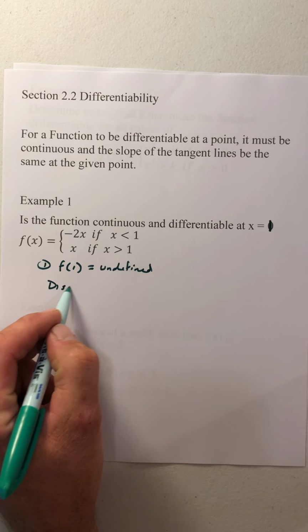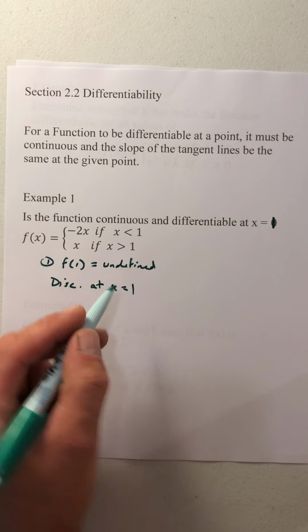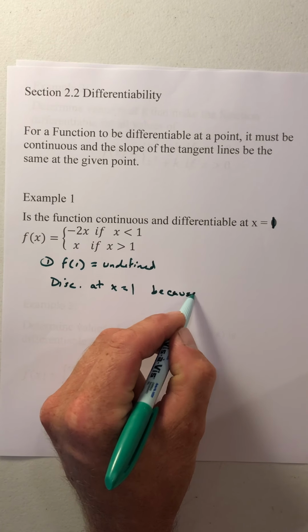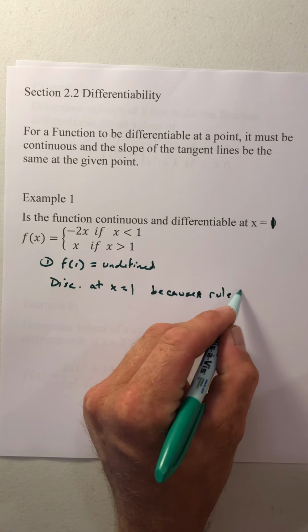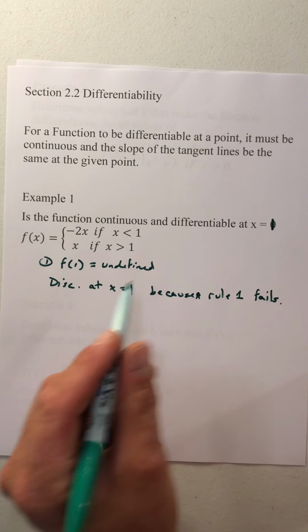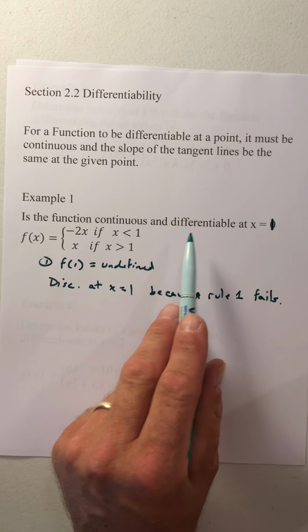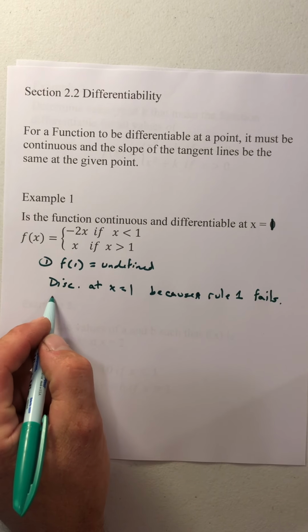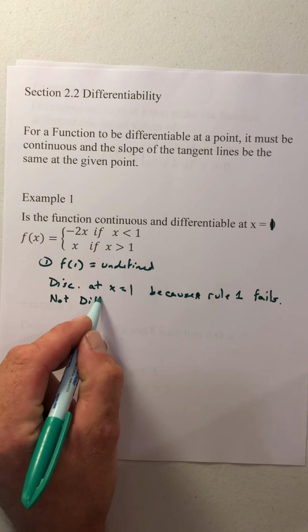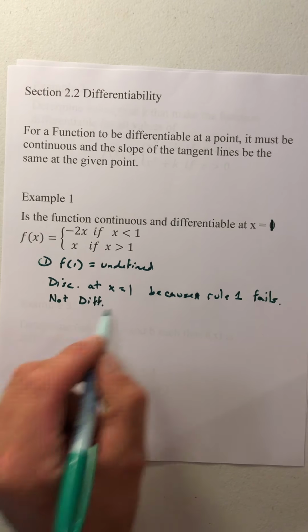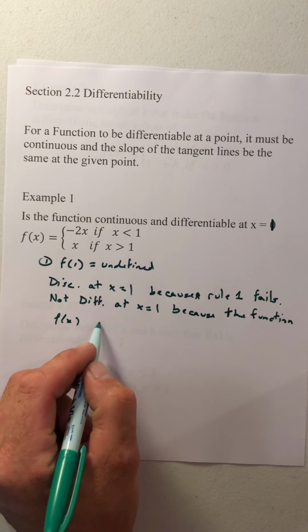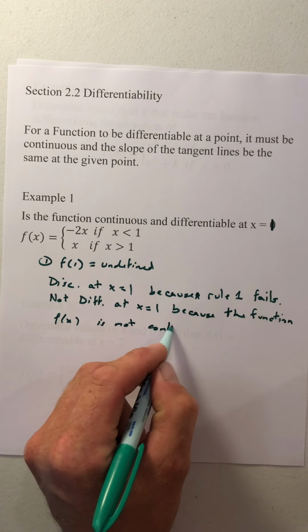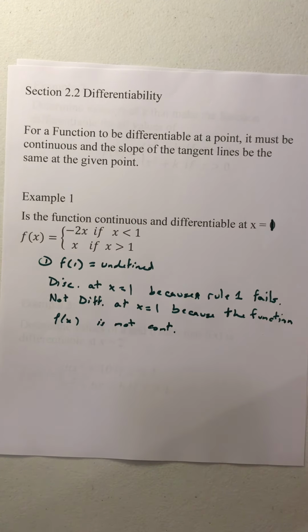So we say that this is discontinuous at x equals 1 because rule 1 fails. And since it is discontinuous, we know it's also not differentiable. Remember, for a function to be differentiable, it must be continuous. So we can also say it is not differentiable at x equals 1 because the function f of x is not continuous. And that would be a nice answer if it was an extended response question.